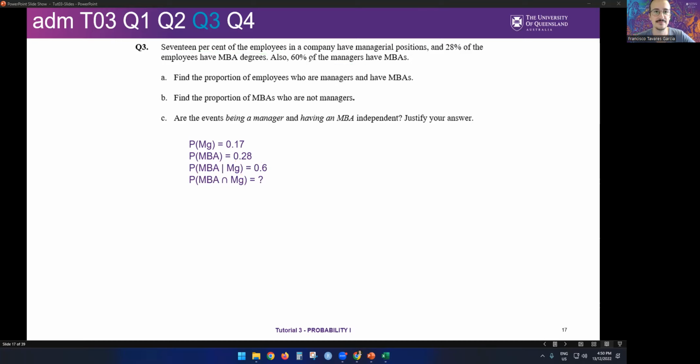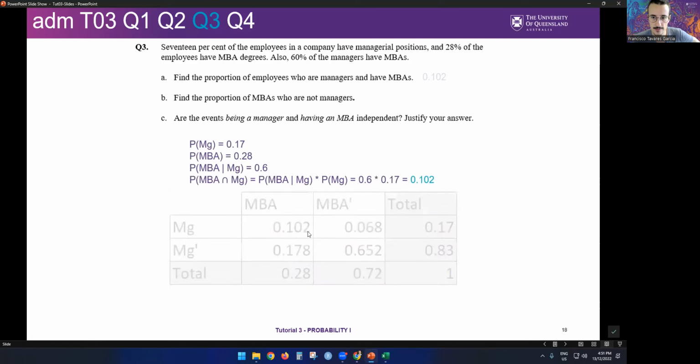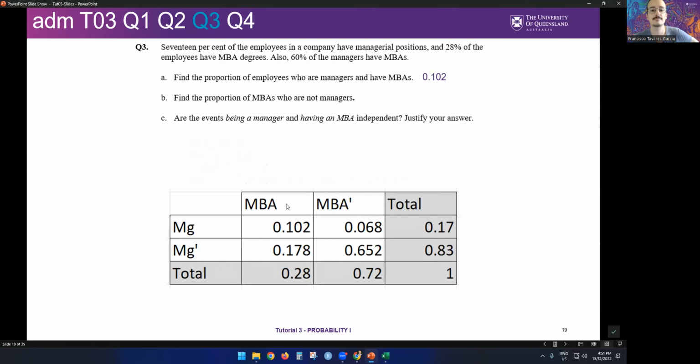So, first question: find the proportion of employees who are managers and have an MBA. We have found it already, right? It was the intersection here, MBA and manager, which is 0.102 that we found before. All right, same value. Then find the proportion of MBAs who are not managers.